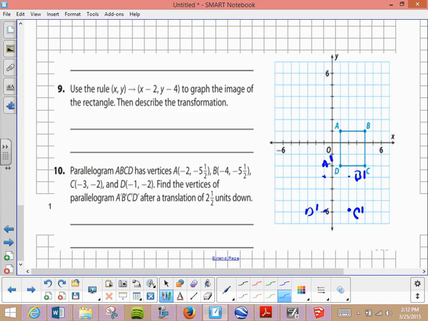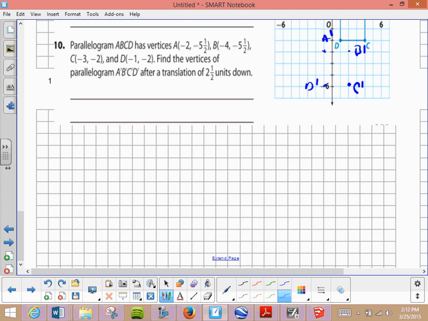What happened? It's a translation, and what happened? 2 to the left and 4 down, right? That's it. The next one: parallelogram ABCD has vertices, that, and that.